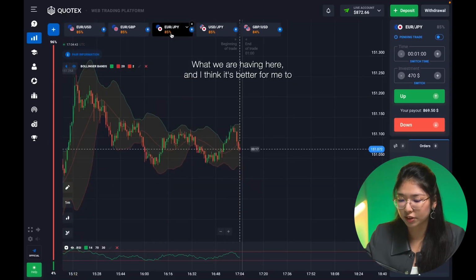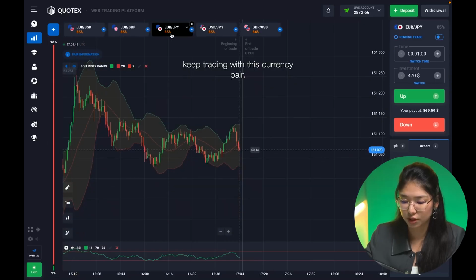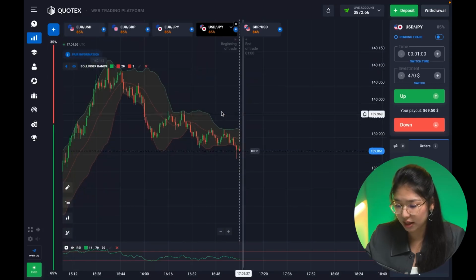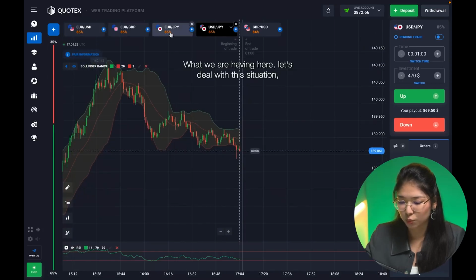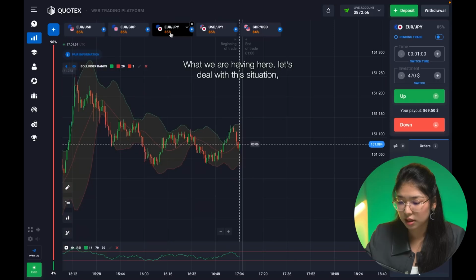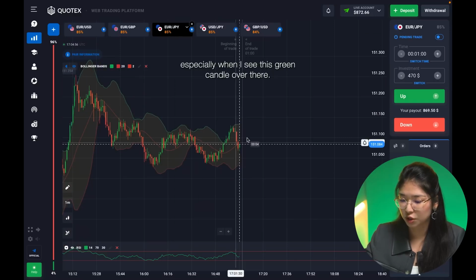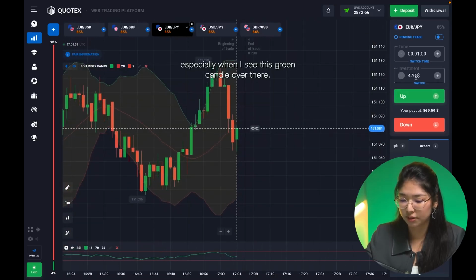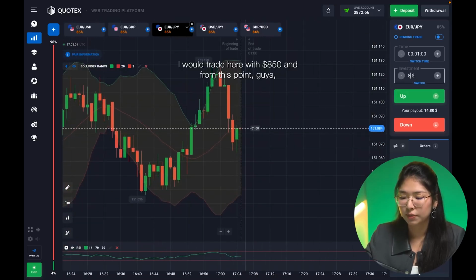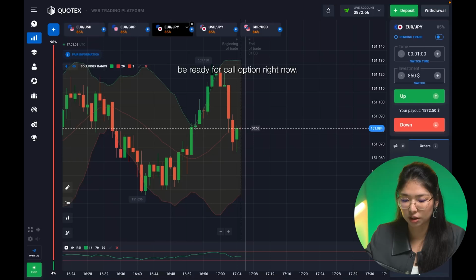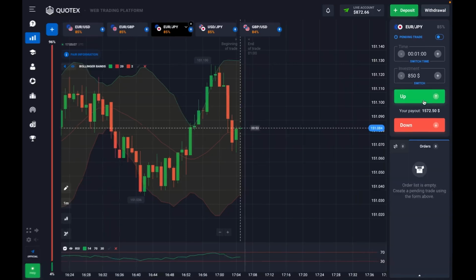What do I have here? I think it's better for me to keep trading with this currency pair. It's better than this one. Yes, euro and Japanese yen. What are we having here? So let's deal with this situation, especially when I see this green candle over there. And I would trade here with $850, and from this point, guys, be ready for collapse right now.